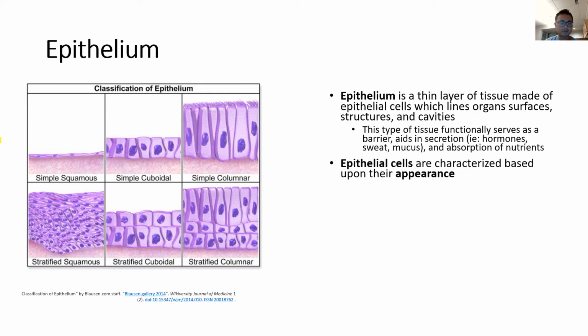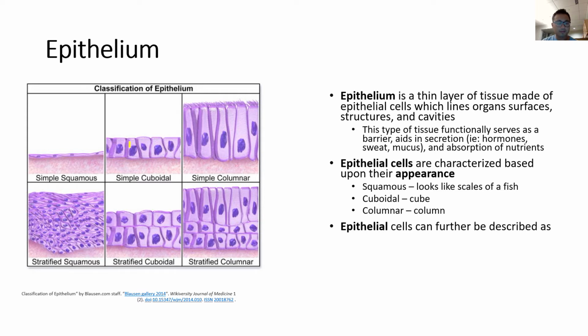So epithelial cells are going to be characterized based upon how they look. We have squamous epithelium, which looks like the scales of a fish, cuboidal epithelium, which looks like a cube, and columnar epithelium, which looks like a column. And epithelial cells can also be further described as simple, which is a single layer of cells which makes up that sheet, as well as stratified, so multiple layers of cells are going to create that sheet of tissue.